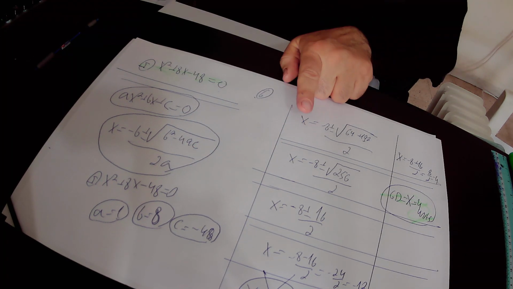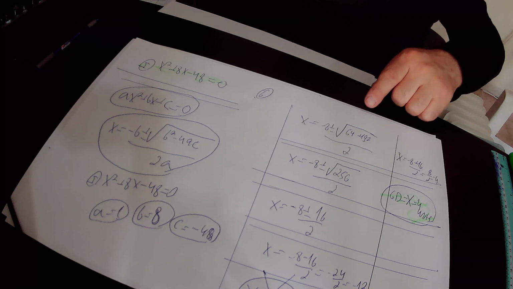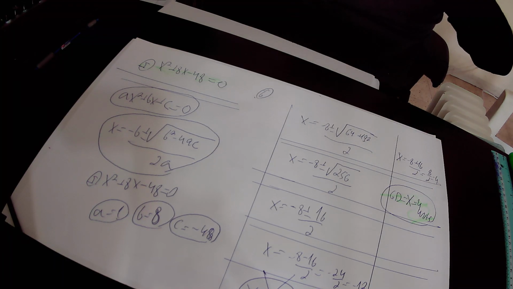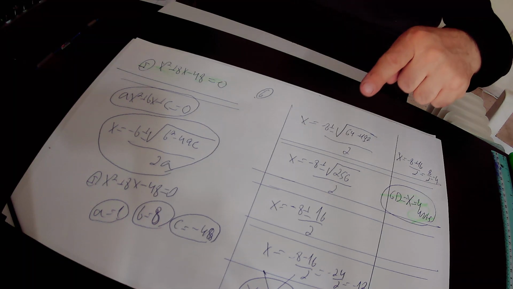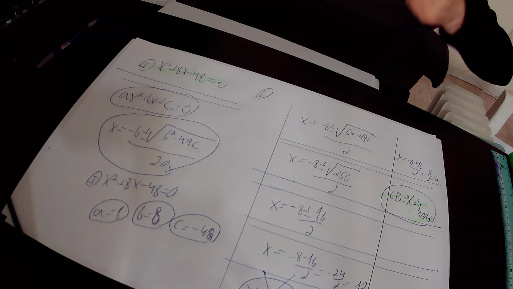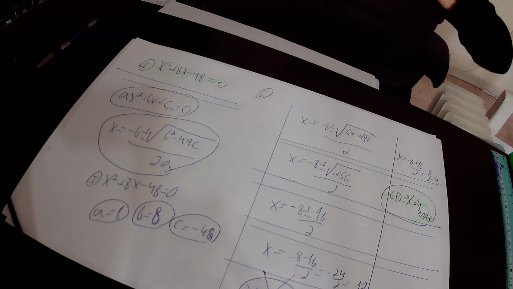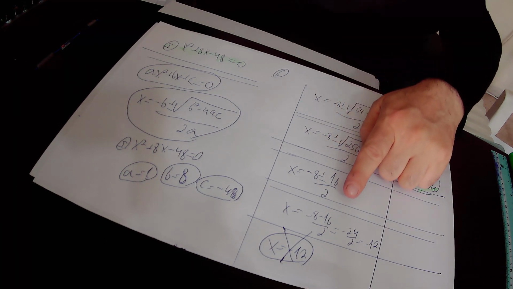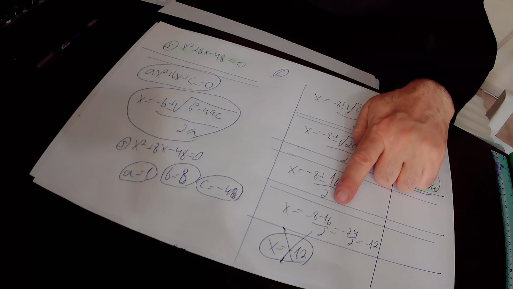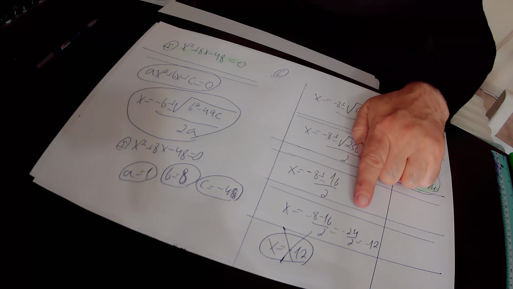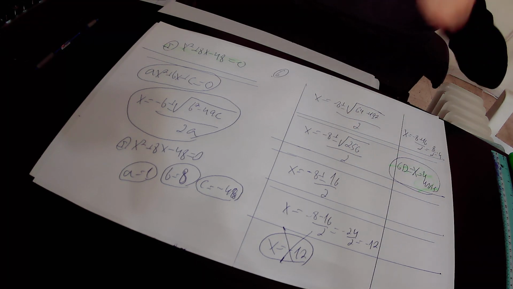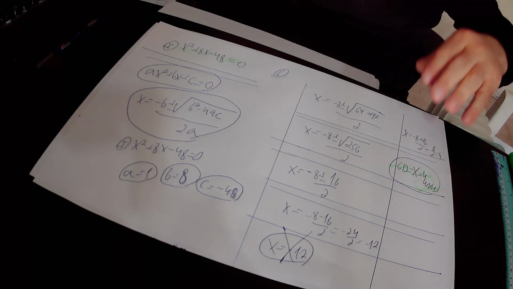So we found that x equals minus 8 plus minus, and inside the root we have 64 plus 192, which is 256, divided by 2. So x equals minus 8 plus minus, and the square root of 256 is 16, over 2. Here we have two possible solutions for x. The first solution is x equals minus 8 minus 16 over 2. Minus 8 minus 16 is minus 24, and minus 24 over 2 is minus 12. So the first solution is x equals minus 12.